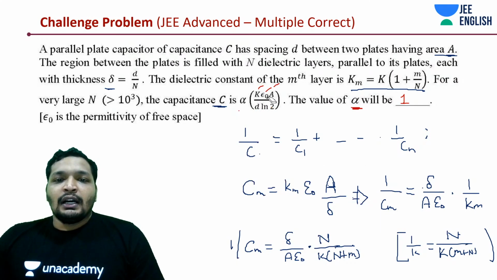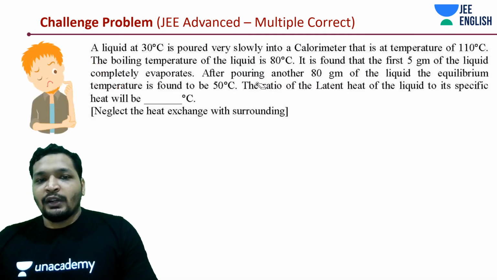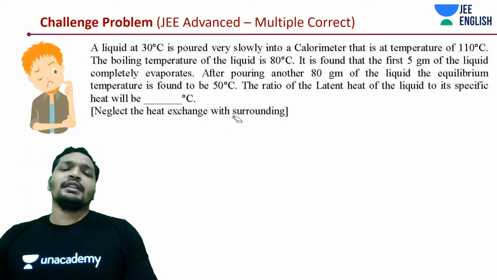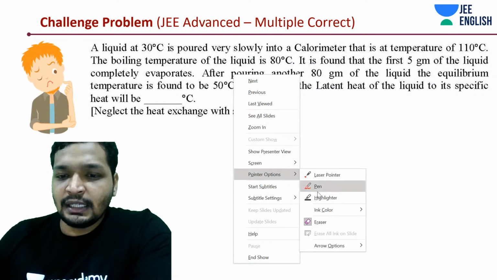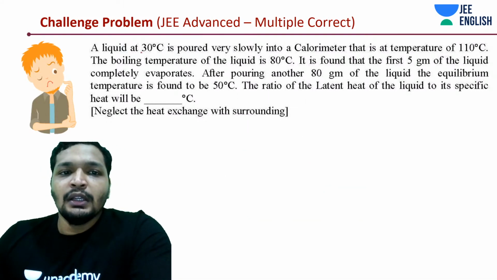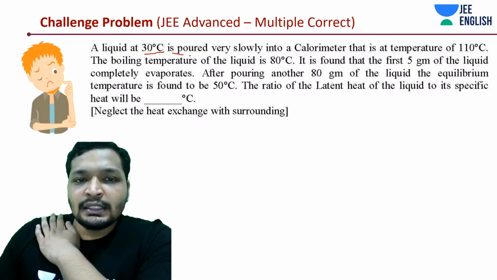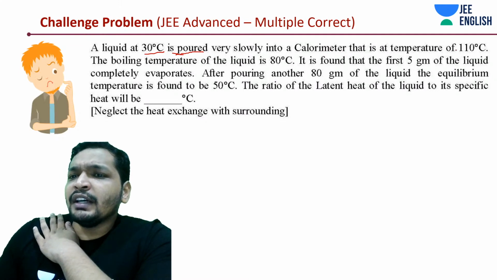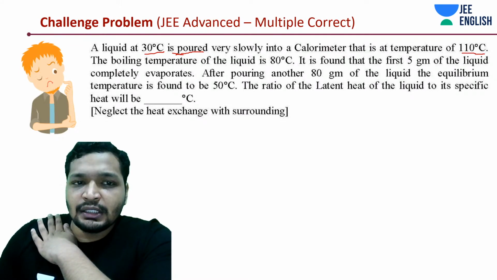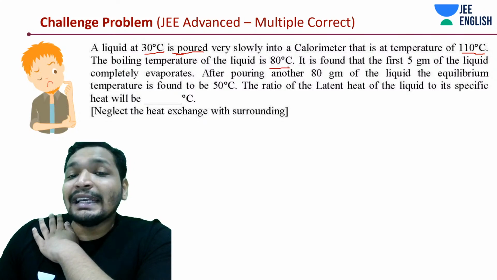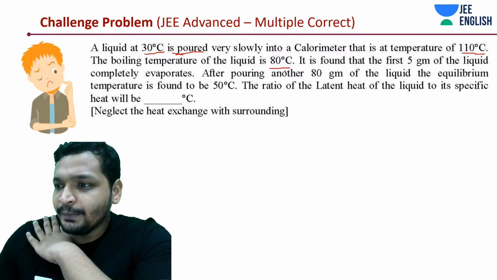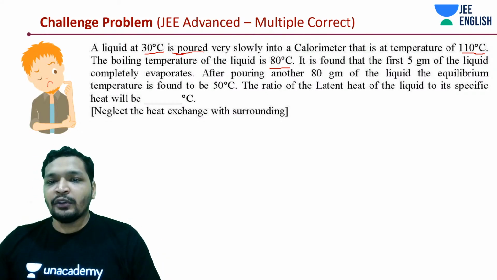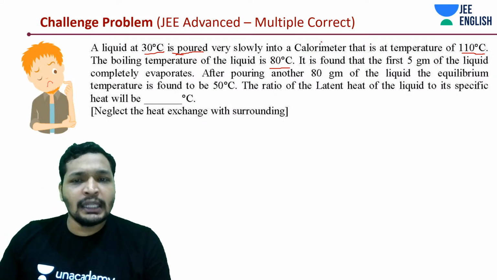All right. So that was again a simple problem, I guess. Only the third one was time taking. This is also a very simple one, and also a very interesting and practical one. Let's understand what is being told in the problem. A liquid at 30 degrees Celsius is poured slowly into a calorimeter where the temperature is 110 degrees Celsius. The boiling temperature of the liquid is 80 degrees Celsius. So the liquid boils at 80 degrees Celsius and the calorimeter is right now at 110 degrees Celsius.